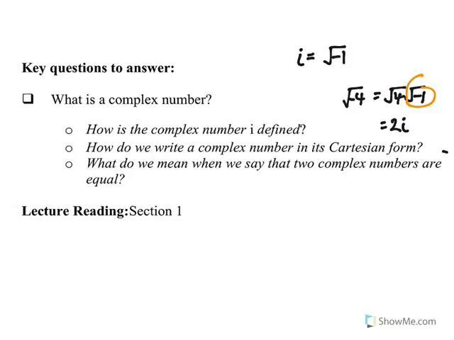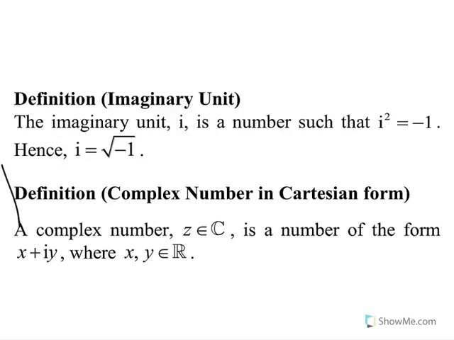So first, we have answered the first question: how is a complex number defined? And how do we write a complex number in Cartesian form? We will go on to it later. For the first definition, let me quickly show you. The imaginary number i is a number such that i squared equals negative 1, and the square root of negative 1 equals i. So i is what we call the imaginary unit.